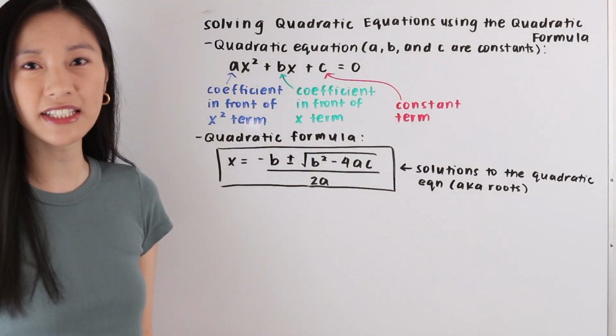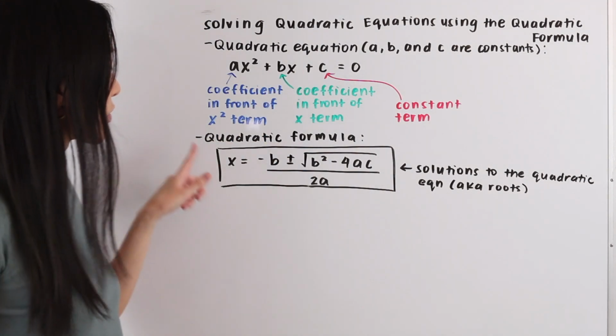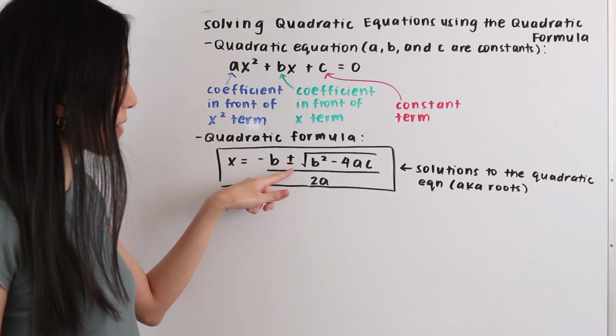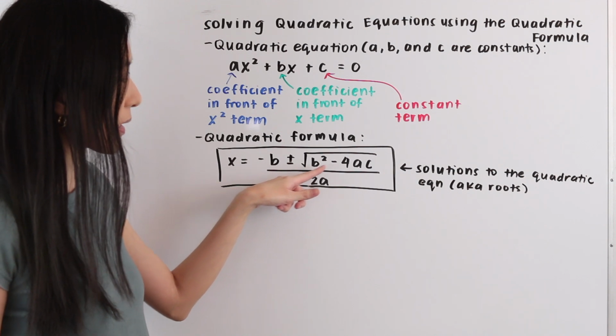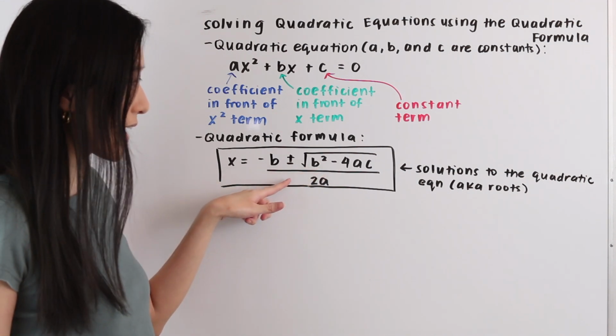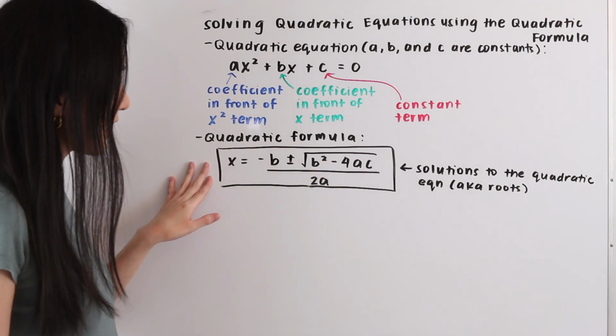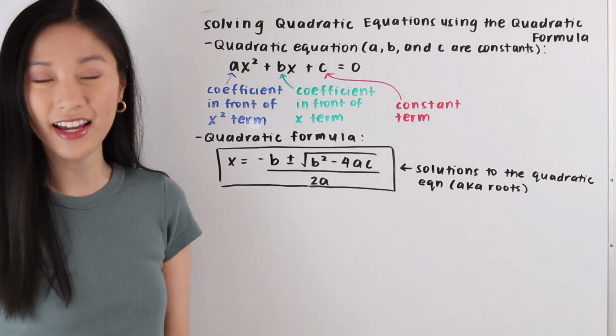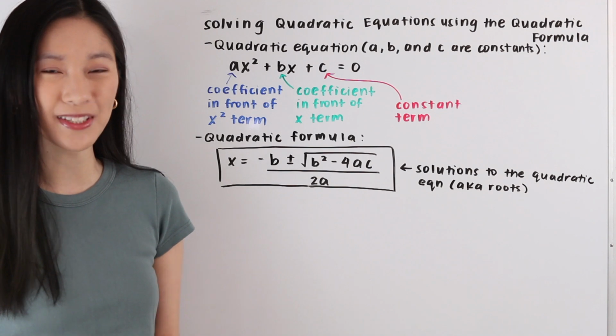And so we can solve these types of equations using the quadratic formula, which tells us that x is equal to negative b plus or minus the square root of b squared minus 4ac over 2a. And so the x values obtained using the quadratic formula are the solutions to our quadratic equation. So let's go ahead and take a look at some examples and apply this.